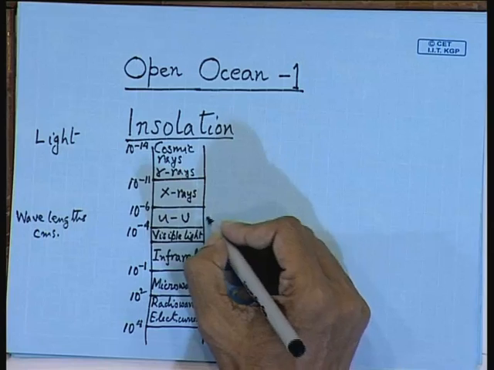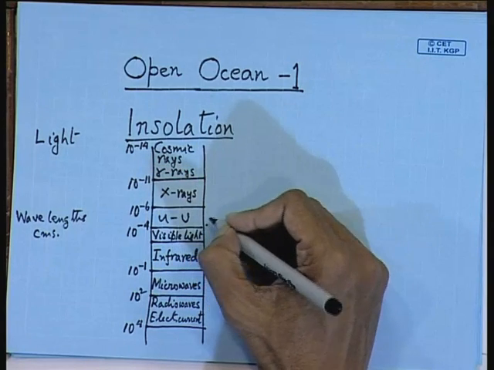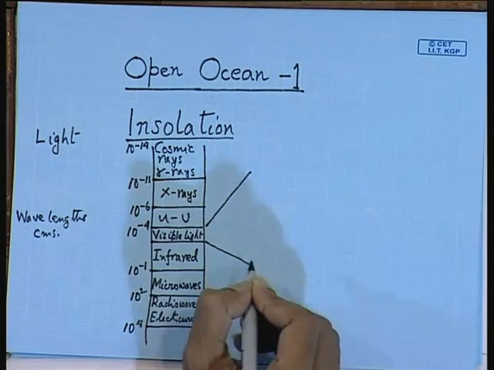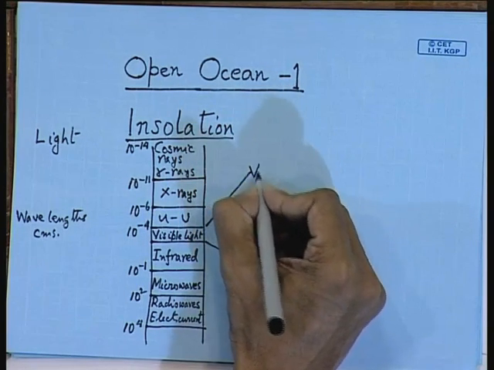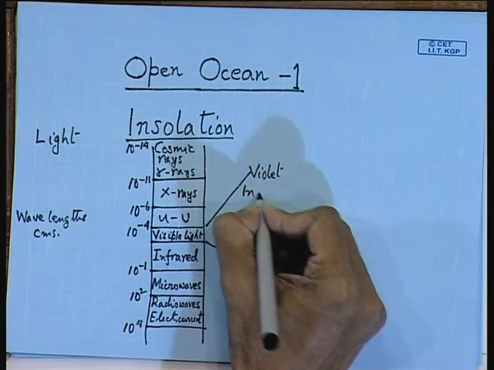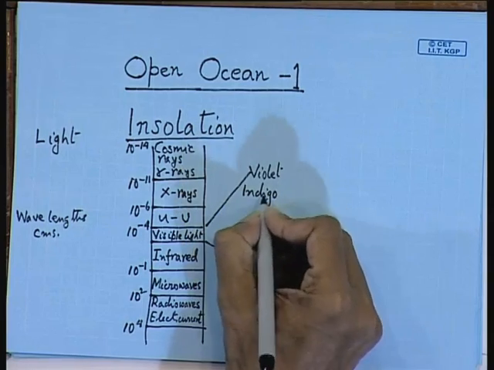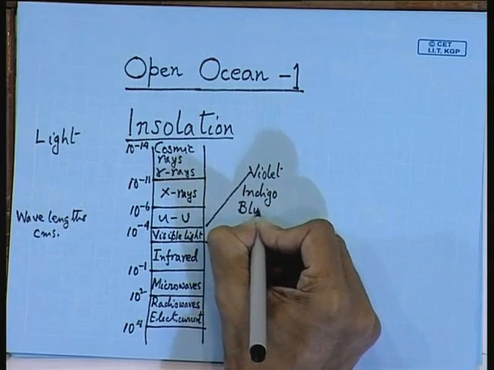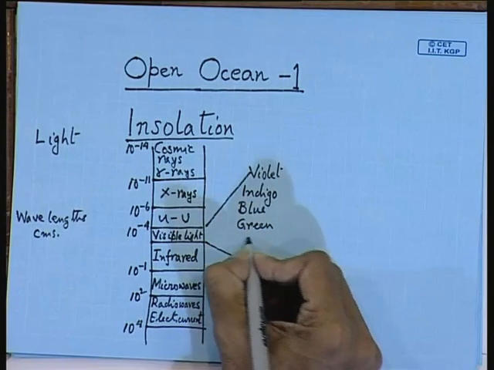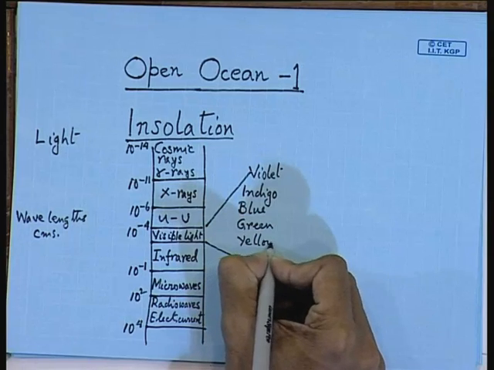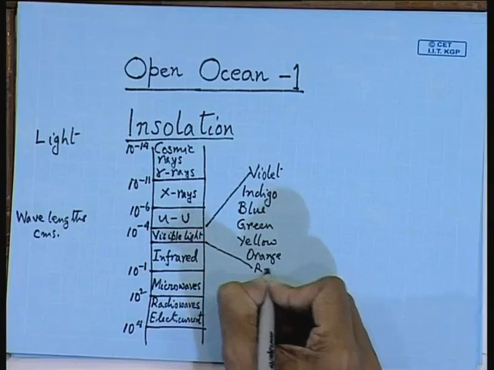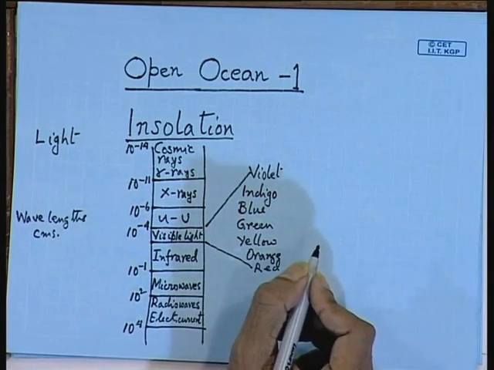Now, light itself, the visible portion itself, is split up into still further wavelengths. So, you have violet, then indigo, then blue, green, in short VIBGYOR, yellow, orange, red. And below this you have the infrared radiation.